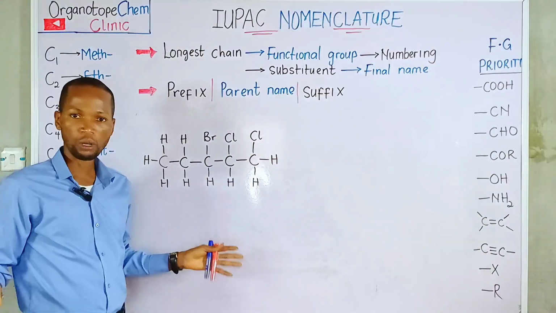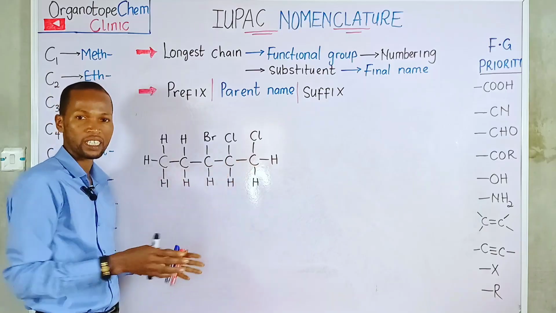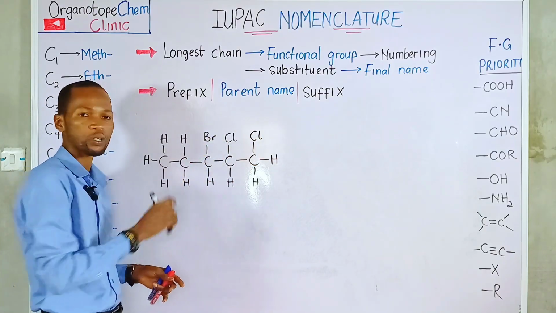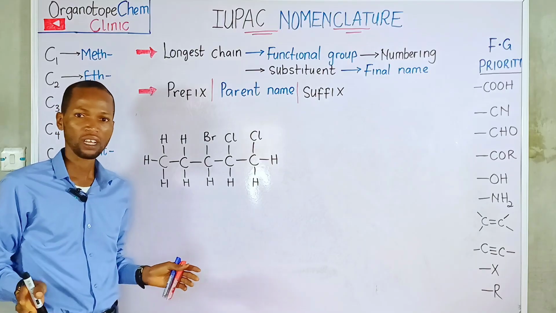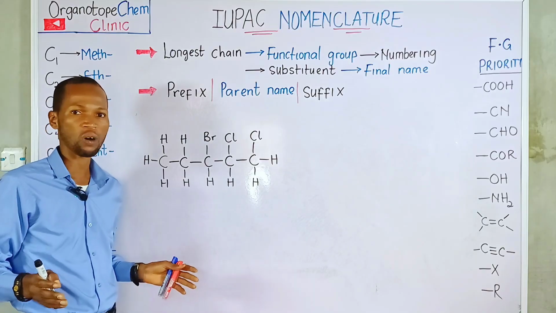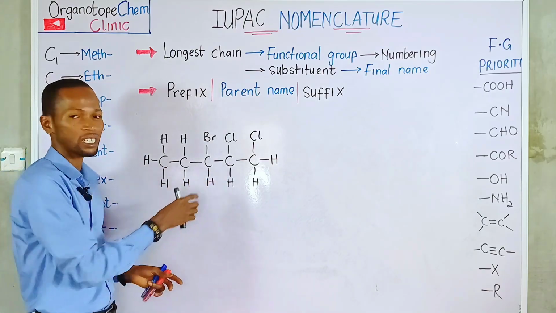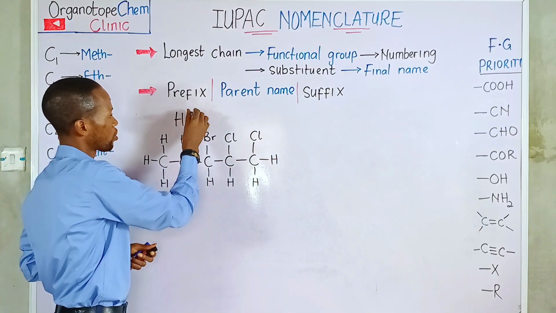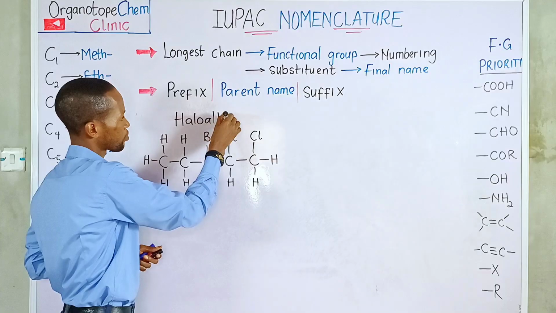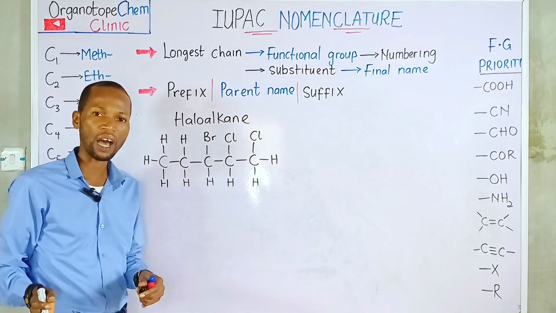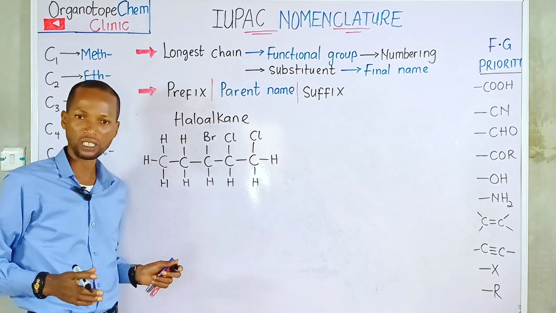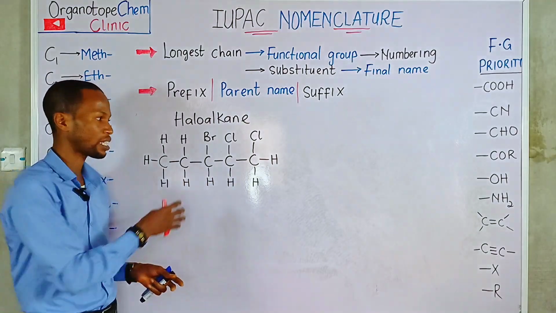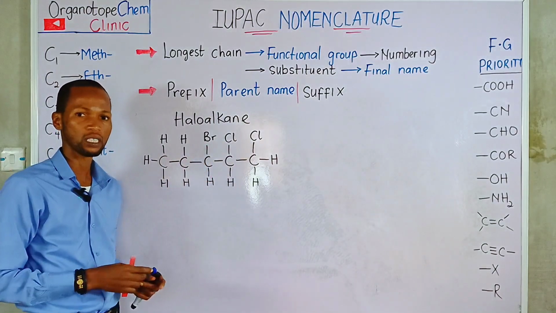Here is another compound. We can observe that some of the hydrogen atoms on the carbon chain have been replaced with halogens. We have the chlorine right here. We have the bromine on this side. So what kind of organic compound is this? This compound is a haloalkane, because we have halogens on the carbon chain. Now how do we name this compound? We have to consider the halogen atoms on the carbon chain.